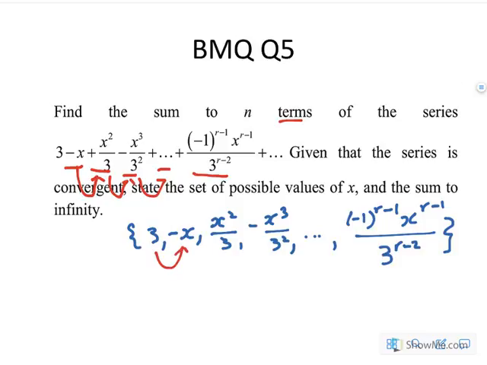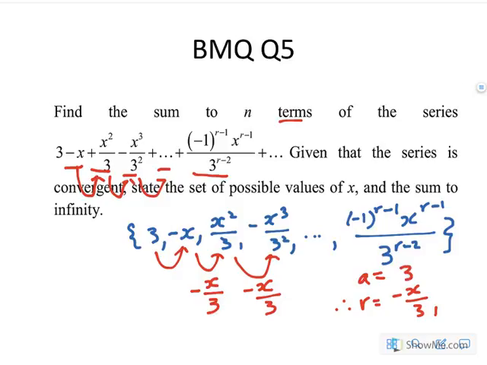Then this is actually a GP, and you can see that term to term, they are multiplied by negative x over 3. So the common ratio is negative x over 3. And what's the first term? The first term we usually denote as a, and this is equal to 3.